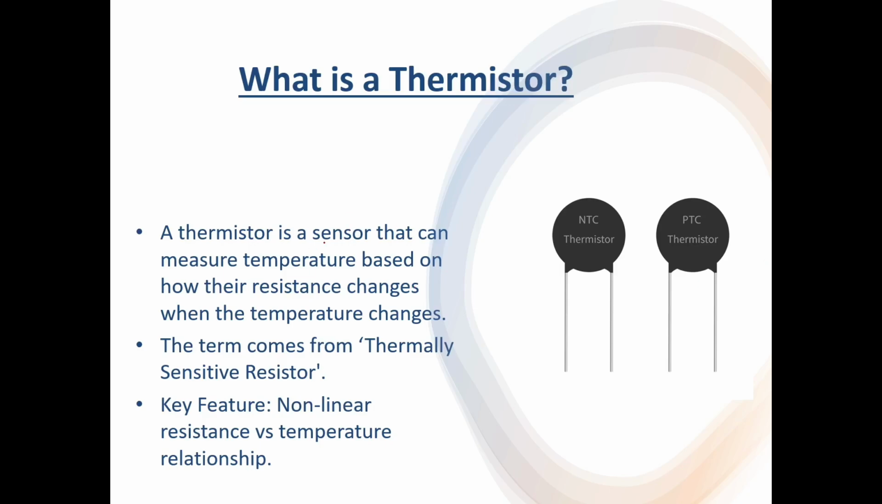A thermistor is a sensor that can measure temperature based on the resistance changes when the temperature changes. So thermistor comes from the words thermally resistive resistor. The key feature that we're going to discuss is the non-linear relationship between resistance and temperature.